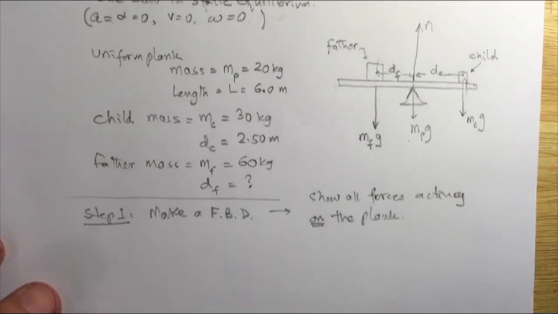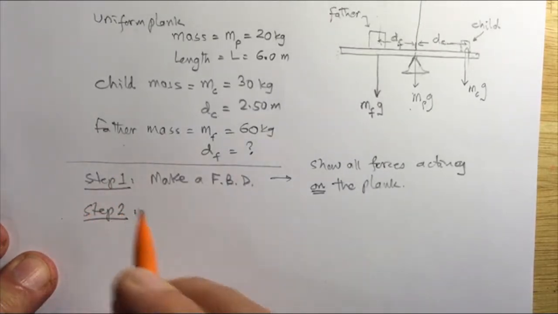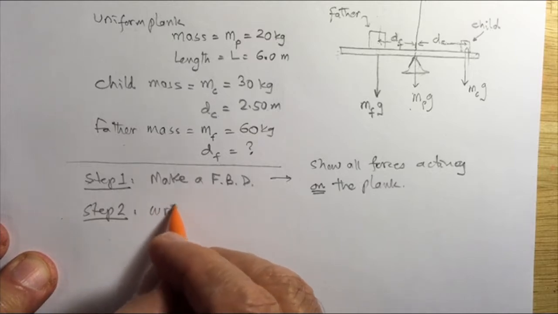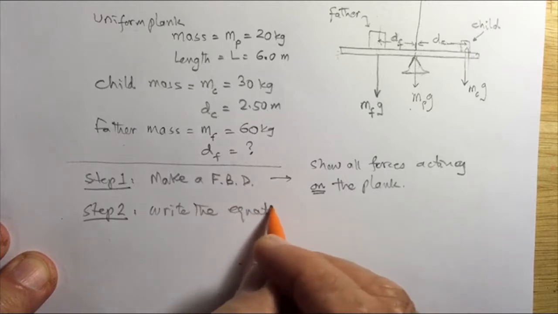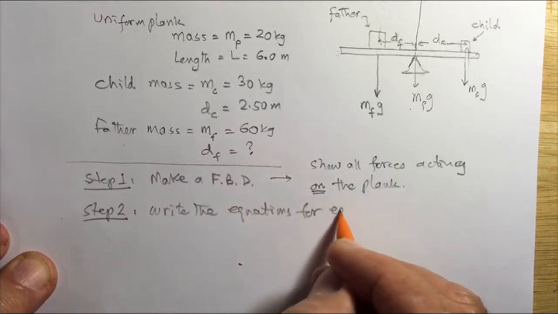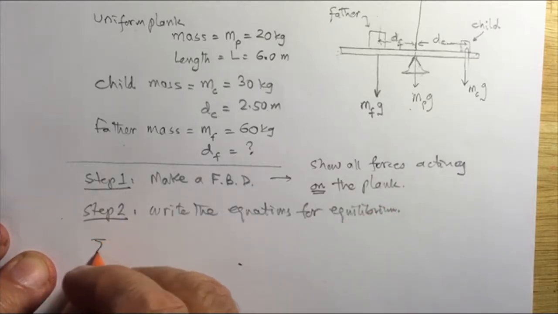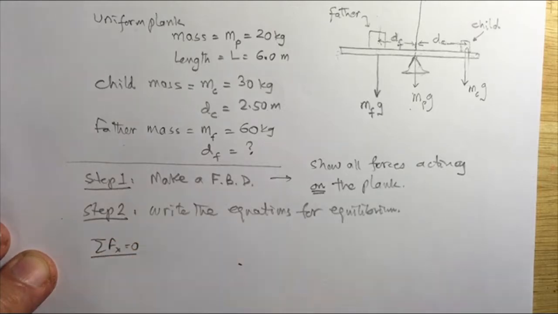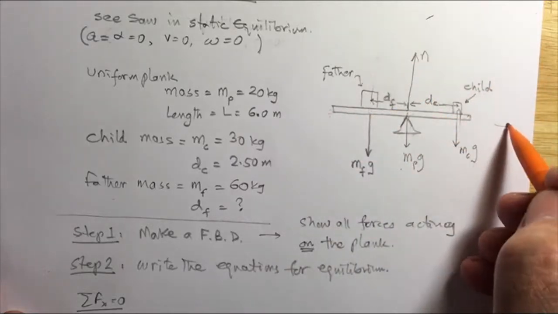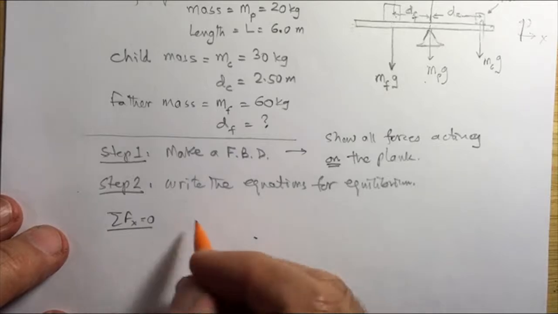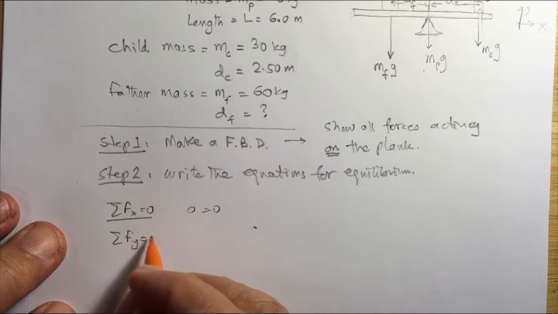Now the next step is step 2. We write the equations, the conditions of equilibrium, equations for equilibrium. So the first equation is sum of forces in the x direction is 0. And as we see here, there's no force in the x direction. They're all in the y direction. Okay, that's our x, that's our y. So there's nothing. 0 equals 0. Doesn't give us anything. The next equation is sum of forces in the y direction is 0.